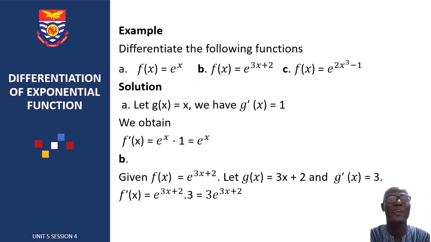Differentiation of exponential function. Example. Let's differentiate the following exponential functions with respect to x. A, f of x equals e exponent x. B, f of x equals e exponent 3x plus 2. C, f of x equals e exponent 2x exponent 3 minus 1.